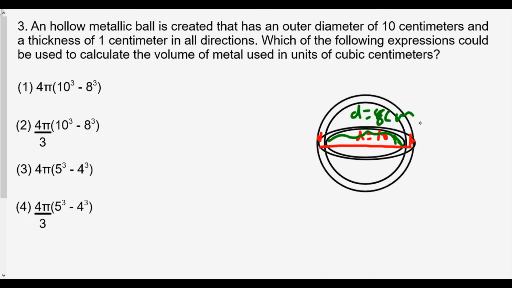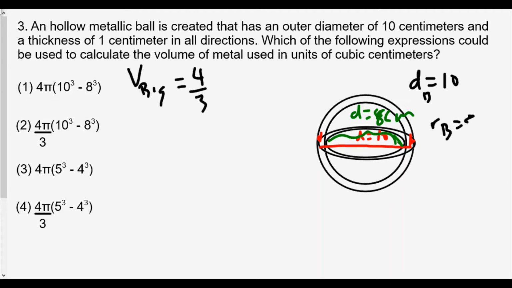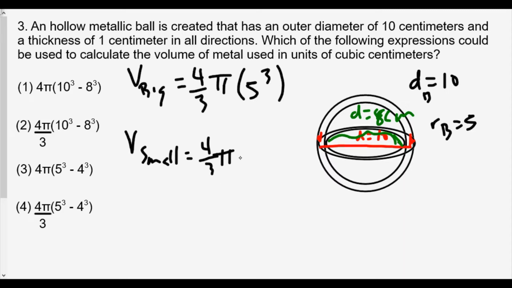So we need to find, in this case, the volume of the big sphere, which is going to be 4/3 pi r cubed. Well, if the diameter of the big sphere is 10, then the radius of the big sphere is going to be 5. So we're going to use 4/3 pi times 5 to the 3rd power. And the volume of the small sphere is also 4/3 pi r cubed. But here, if the diameter of the small sphere is going to be 8, then the radius of the small sphere has to be 4.